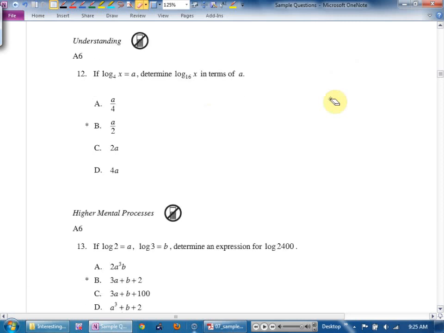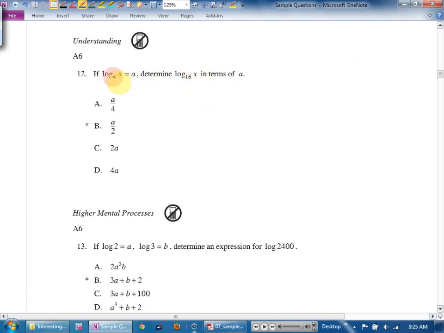Don't forget your change of base. So if log base 4 of x equals a, determine the log base 16 of x in terms of a. Here's an if-then question. What's my base of the then? What did they give me here? What's my base here? This base change.